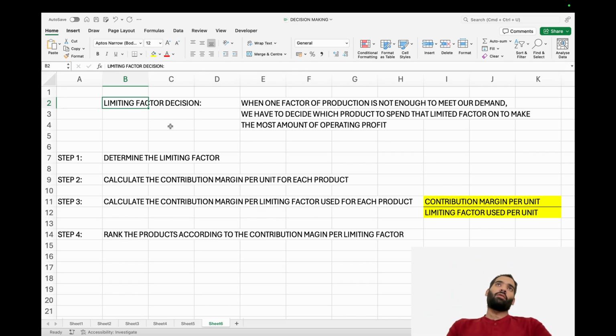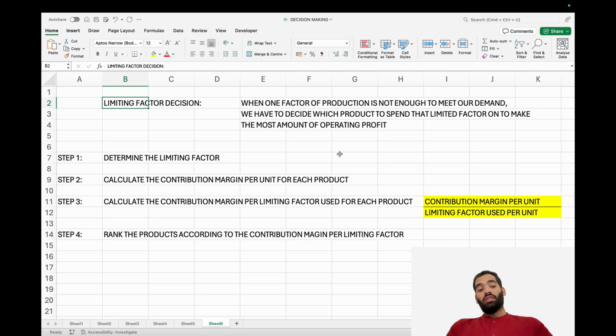Limiting factor is only when you don't have enough of what you need. It's not like, for example, if I need 100 pounds of cheese and I have 101 pounds of cheese, that's a limiting factor. No, because I have more than I need, right? I have more than enough for my production needs. So that's kind of what the limiting factor decision is about: when you don't have enough of one specific factor of production. Now it can also be labor, by the way. If you need like 5,000 labor hours, but you only have 4,000, that's a limiting factor because you don't have enough to meet your production needs.